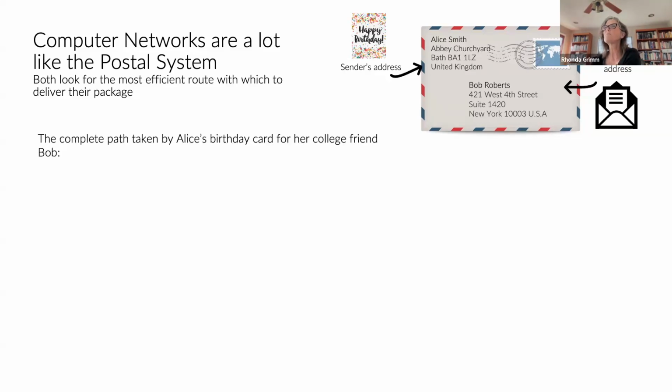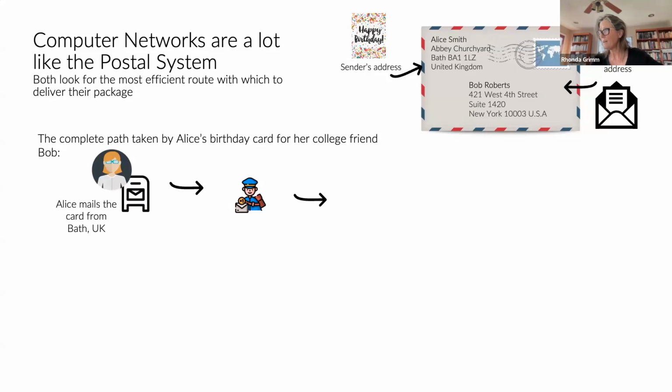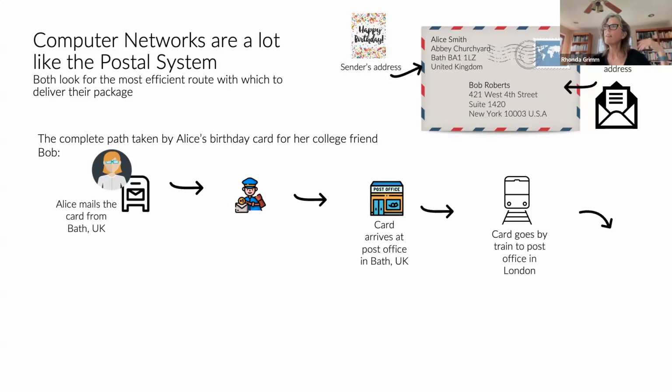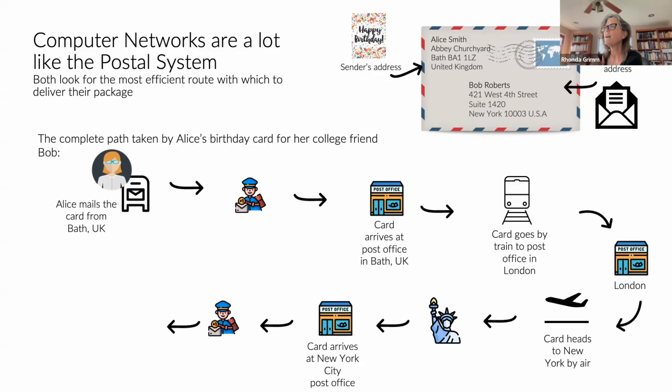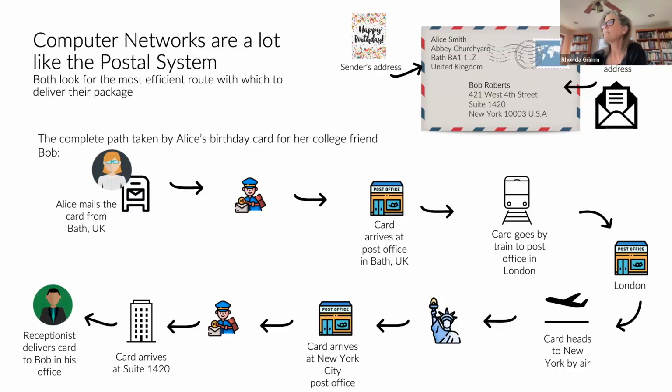So this is the complete path taken by Alice to get her birthday card to her buddy Bob. She goes to the mailbox, she puts the card in the envelope, she addresses it, she takes it to the mailbox, the post person carries it to the nearest post office. That card goes by train to an office in London, and in London it gets on a plane and heads to New York. Everything arrives in New York City at their post office. The mail carrier takes it and delivers it to the building that Bob works in, and the receptionist delivers it to Bob. So it's great. Everybody does what they need to do along the way.